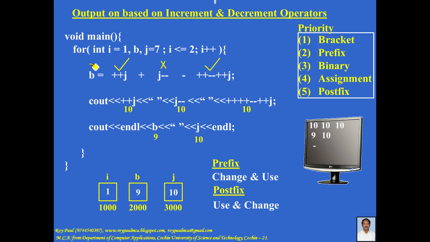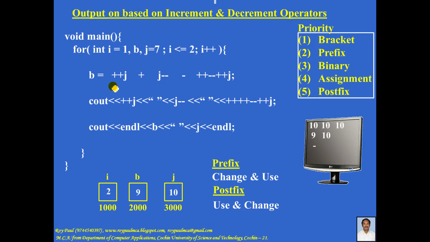Now the body of the for loop executed once. After executing the body, remember the control comes to this point. So I plus plus, I is 1, so 1 plus plus, your I becomes 2. Now after this, condition checked. 2 less than or equal to 2, condition true, so control comes inside.